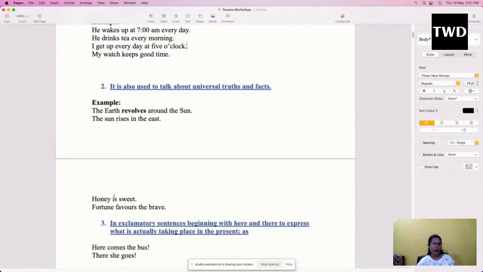Yes. Apart from this, we also have honey is sweet, fortune favors the brave. Okay, so all these are universal truths, and that's why all universal truth kinds of sentences come under simple present tense. It means you have to use simple present tense while framing sentences like this.